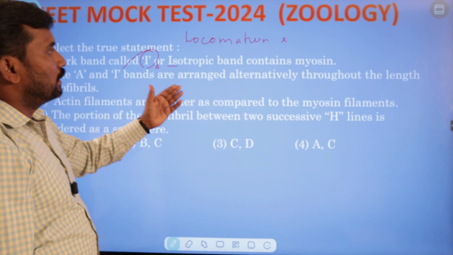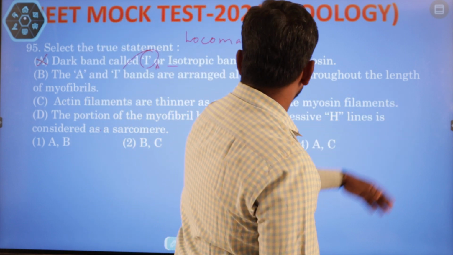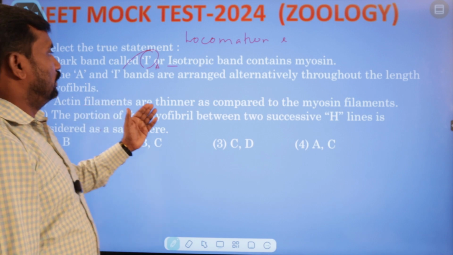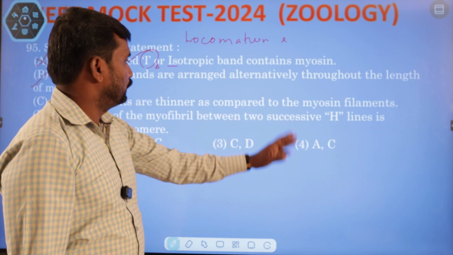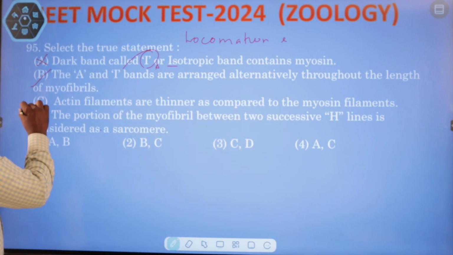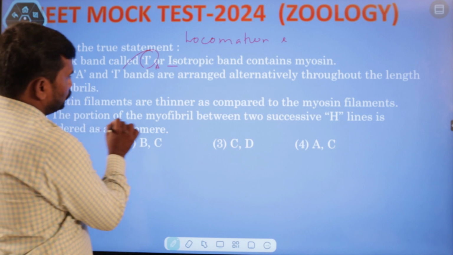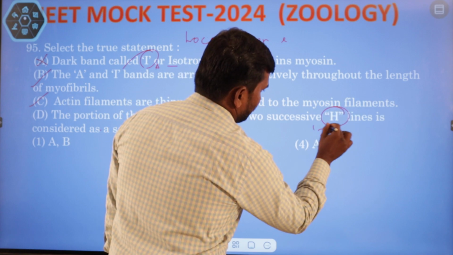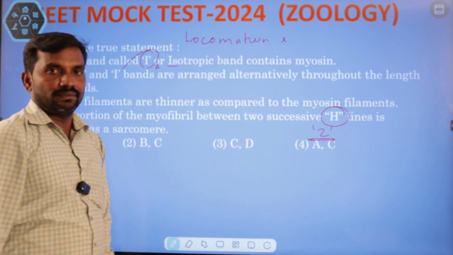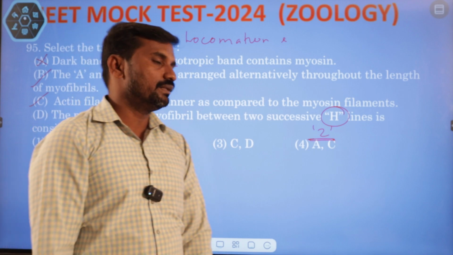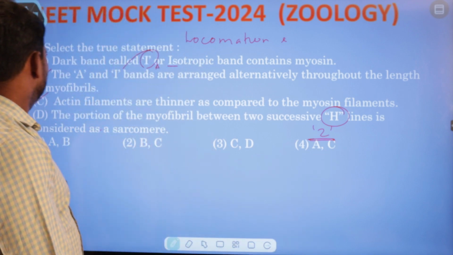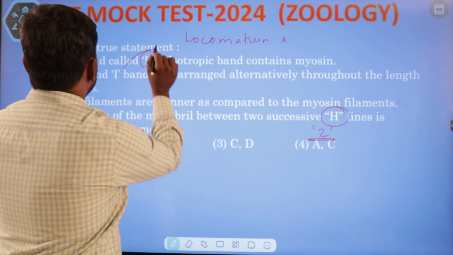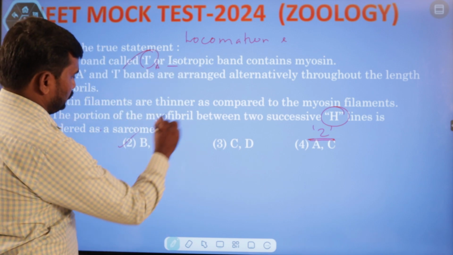The A band and I band are arranged alternately throughout the length of the myofibril. This is correct. Actin is thinner compared to myosin filaments. This is also correct. The portion of the myofibril between two successive Z lines is the Zwischenscheibe line. The word is coming from German, meaning between disc. It is considered the sarcomere. So the question is asking for the true statements, B and C are correct.